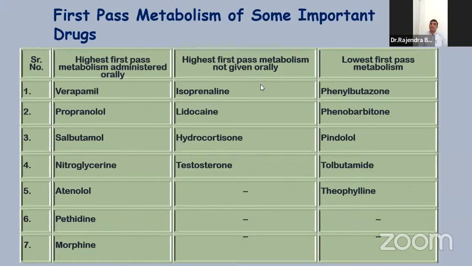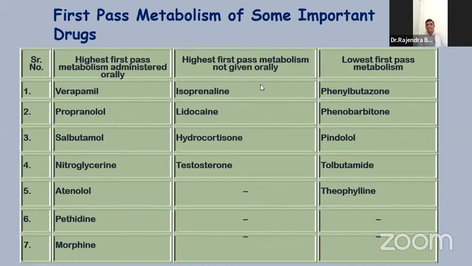Atenolol. What is atenolol? We have discussed that atenolol is a cardioselective beta 1 blocker. Then pethidine. Pethidine is also called meperidine, and pethidine and meperidine are opioid analgesic drugs. These are morphine analogs, opioid analgesics. Next is morphine. There are many more derivatives of morphine: thebaine, codeine, and diacetyl morphine, which is called heroin.